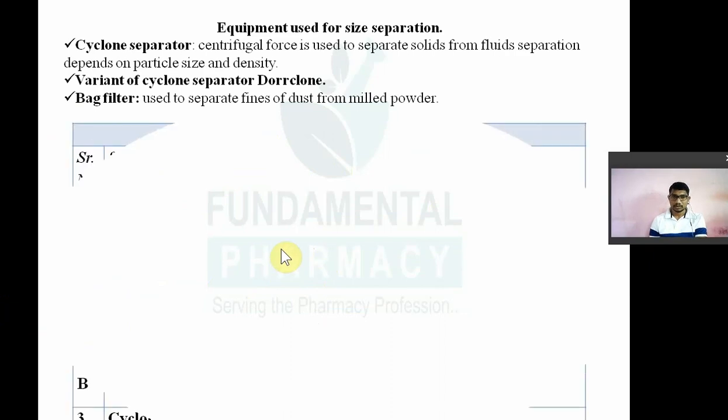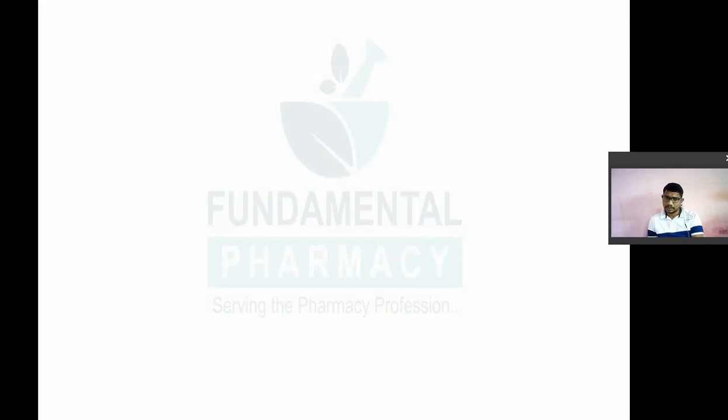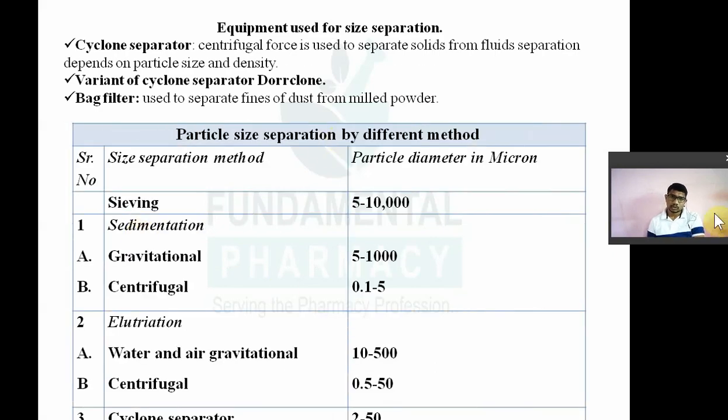This last part is important. Now equipment used for size separation: cyclone separator, with centrifugal forces involved. Material is separated, solid from fluids. Separation depends on the particle size and the density of the particle. So centrifugal force is used in the cyclone separator. A variant of the cyclone separator is known as Dorrclone. Then bag filters are used to separate the fine particles from the coarse particles.